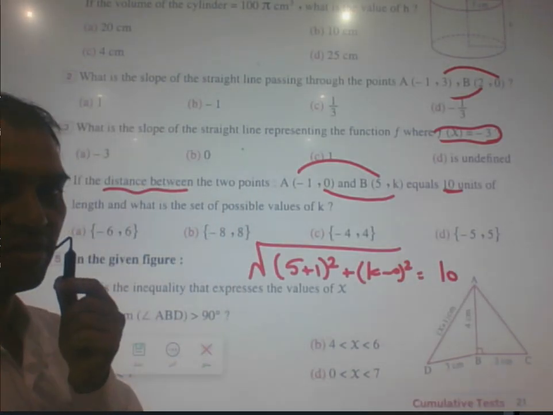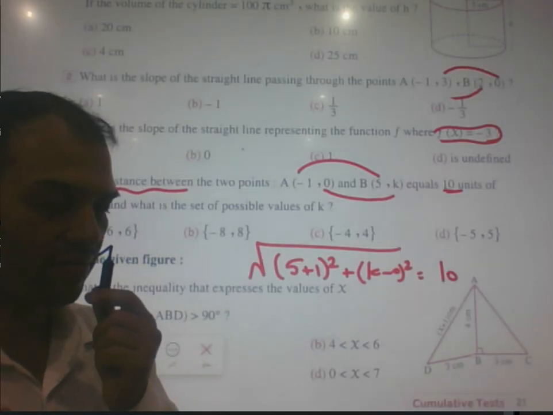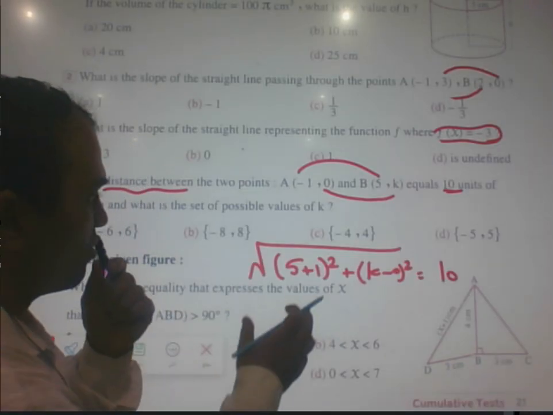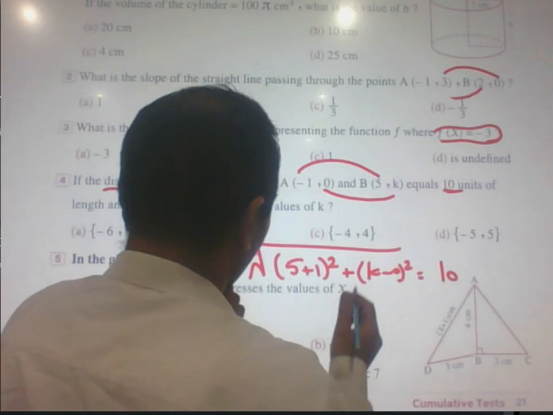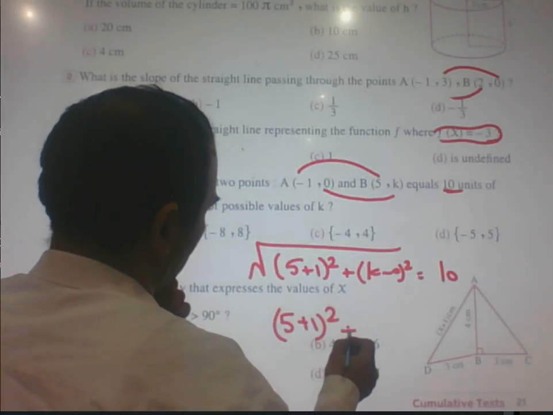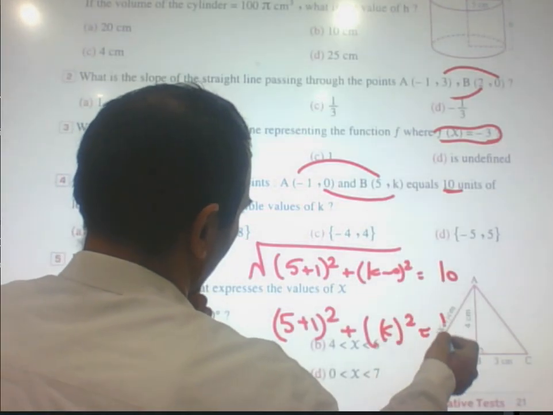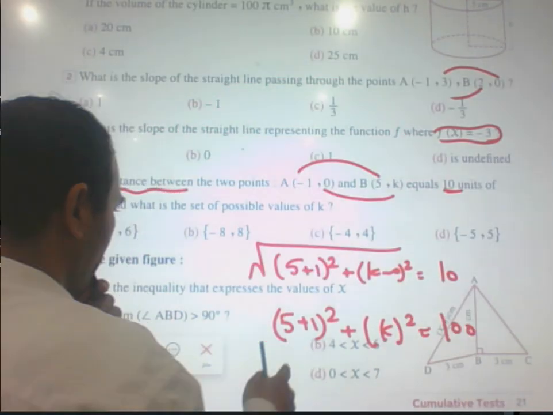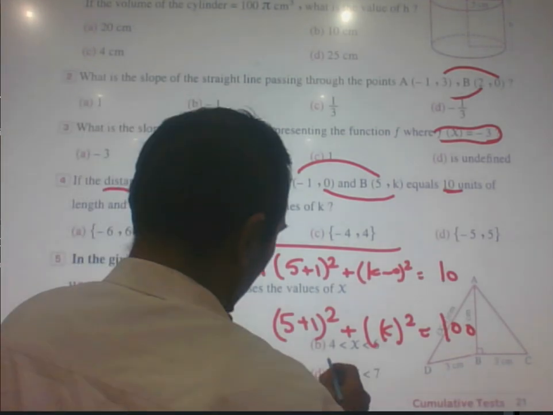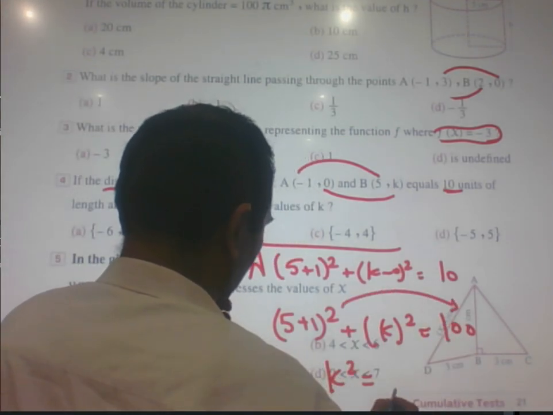We can write the answer by simplifying. Put the square root on the right-hand side, this will be power 2, and this power 2, to cancel the square root. Then 5 plus 1 power 2 plus k minus 0, which will be k power 2. 10 power 2 will be 100. 1 plus 5 is 6, 6 power 2 is 36. Then k power 2 will equal 100 subtract 36.